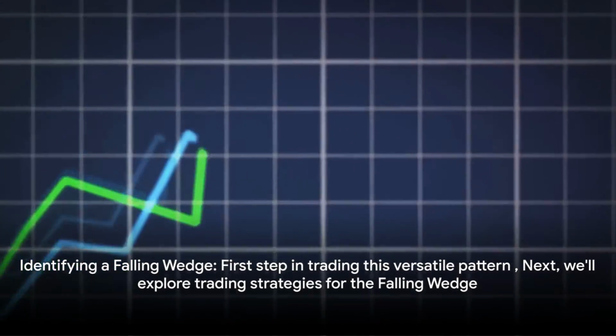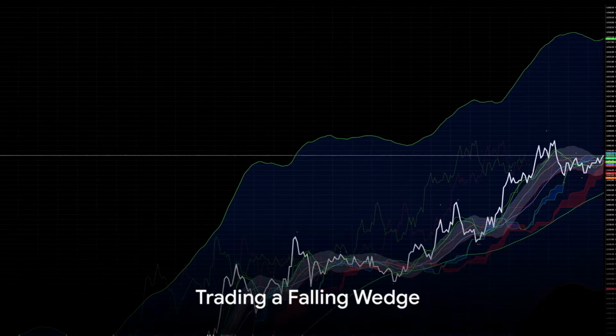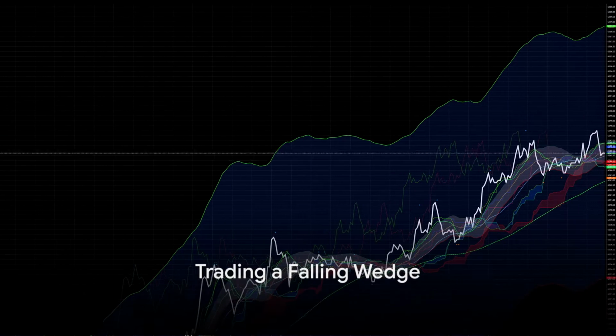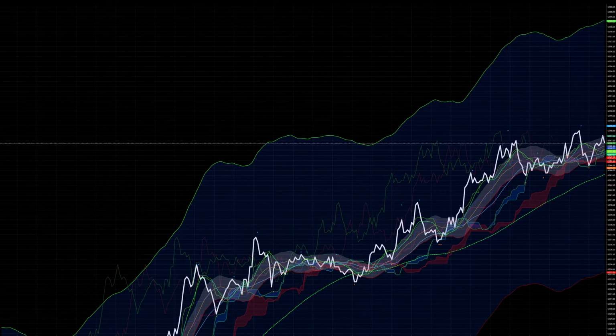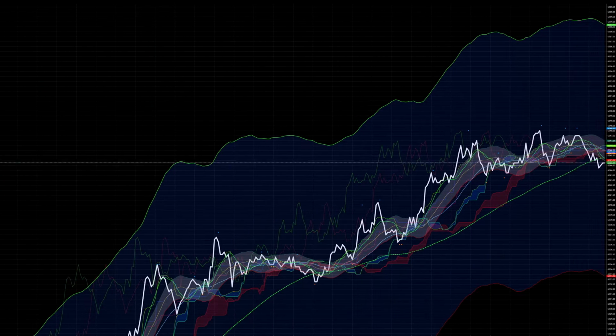Identifying a falling wedge is the first step. Next, we'll look at how to trade this pattern. Once we've identified a falling wedge, it's time to trade. The falling wedge is a bullish chart pattern that typically signals a reversal or continuation of an upward trend.